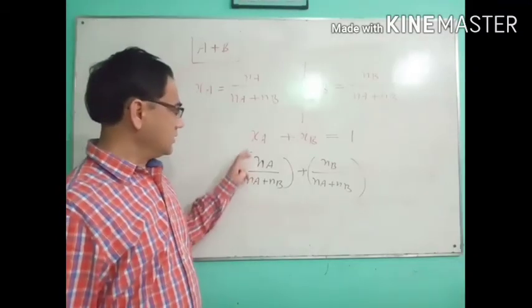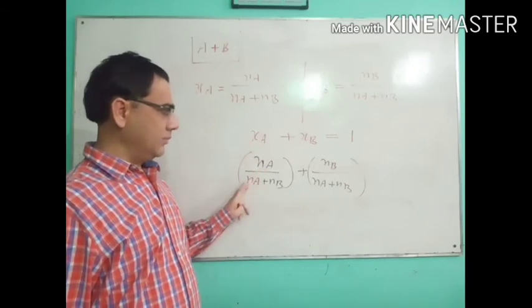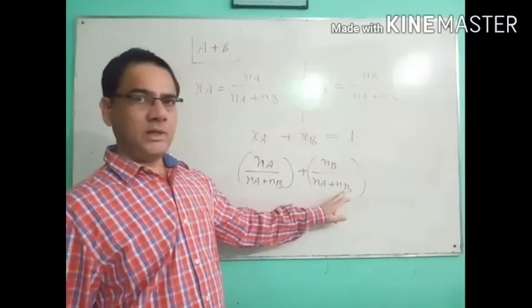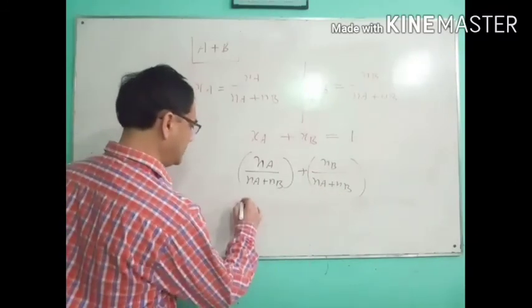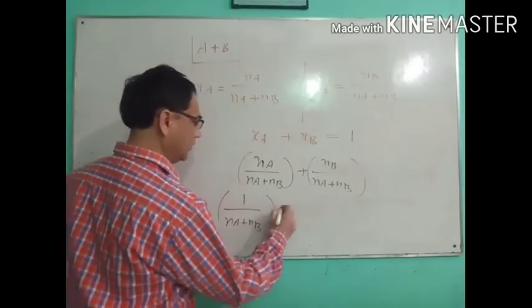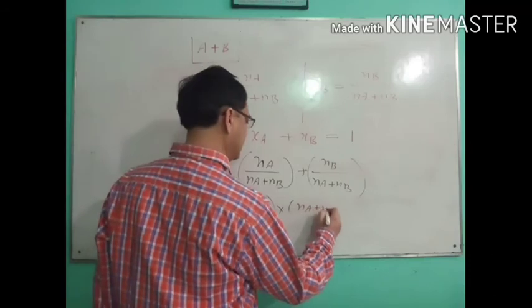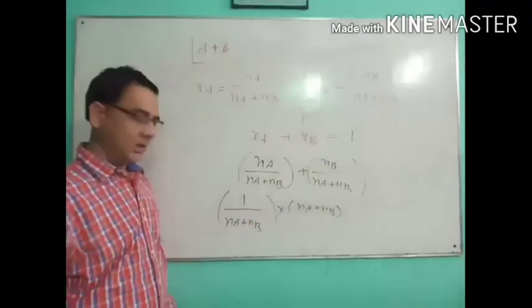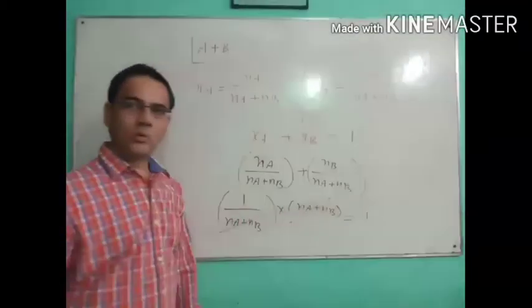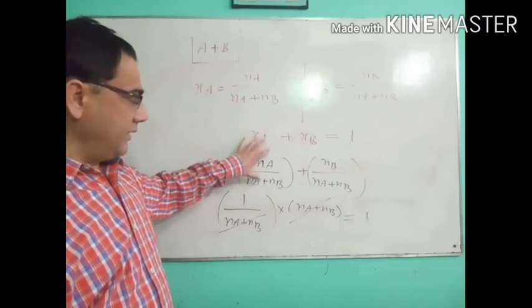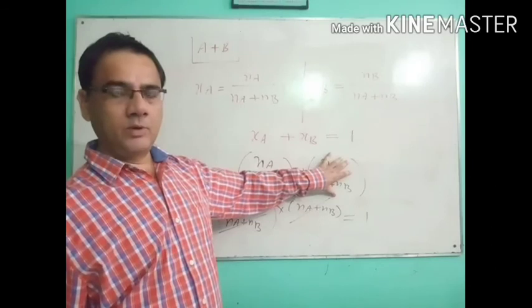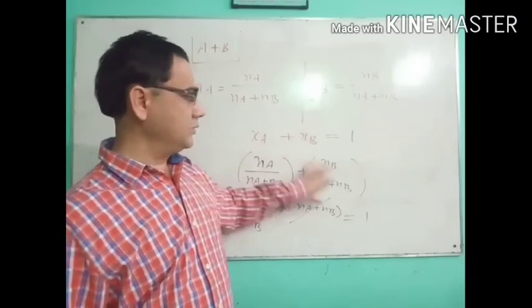See, XA is equal to Na upon Na plus Nb, and XB is equal to Nb upon Na plus Nb. What can be the common factor? That is 1 upon Na plus Nb. What is left inside? That is Na plus Nb. Na plus Nb upon Na plus Nb cancels, and it is equal to 1. So this is the value of the mole fraction of the component A, this is the value of the mole fraction of the component B, and the sum of these two is equal to 1.